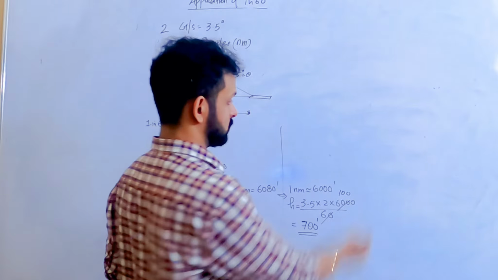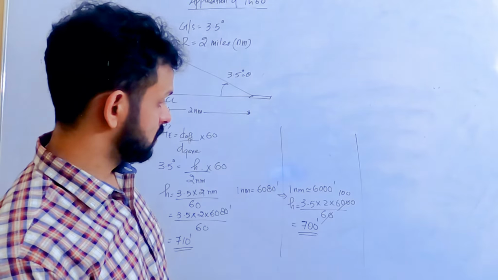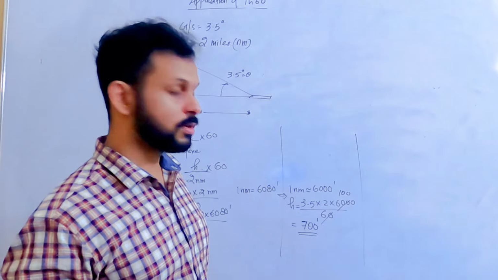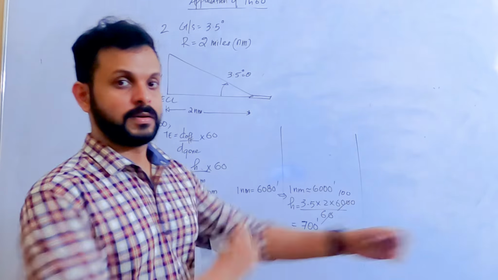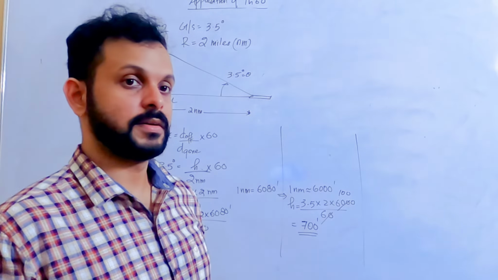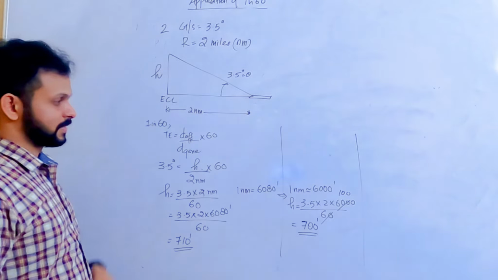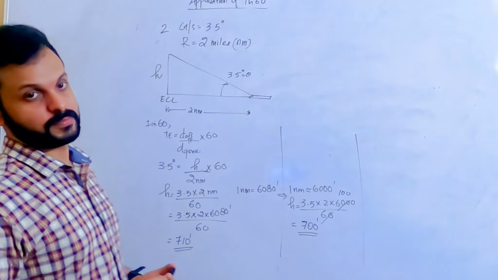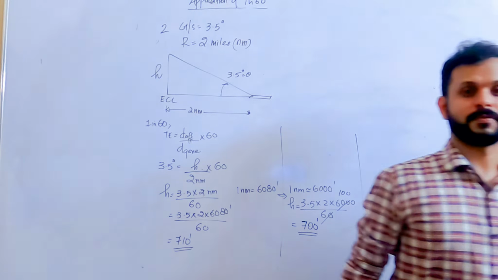Approximately it's going 660? 3.5 into 2 into 6,000 by 60. Okay, sorry, sir, I made a mistake somewhere. That's okay. 3.5 into 2 into 6,000 divided by 60.